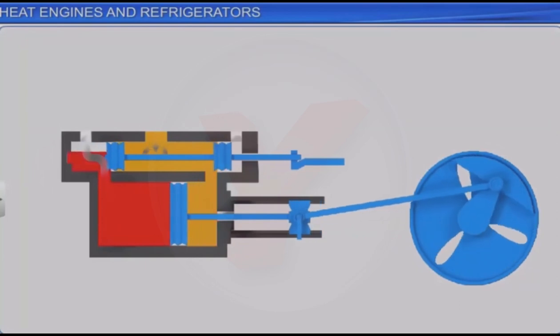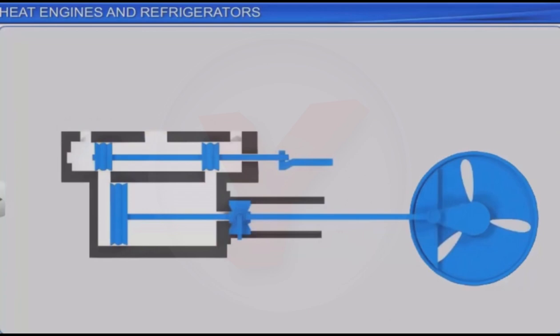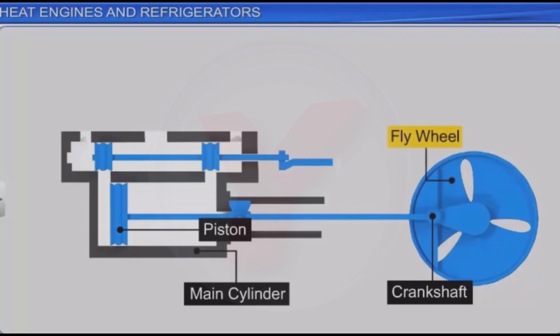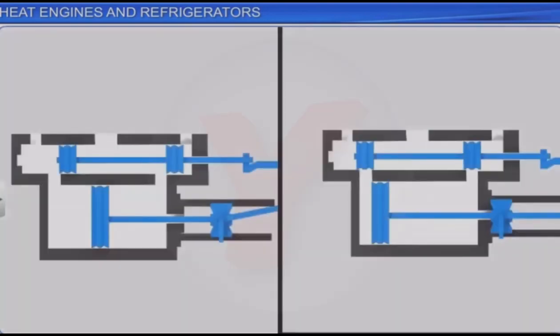Now, let us see how a steam engine works. It consists of a main cylinder with a movable piston. The piston is externally connected to a crankshaft, which in turn is connected to a flywheel. The top portion of the main cylinder has 2 ports, called the front port and back port. In a chamber adjacent to the main cylinder, a valve is allowed to slide. The sliding valve is positioned in such a way that at any given time, both the ports are either in the open state or in the closed state.